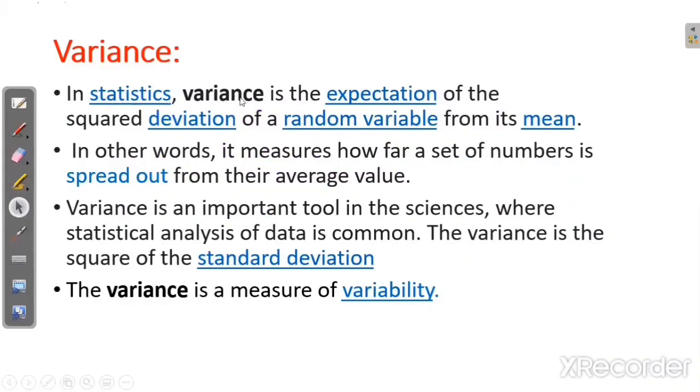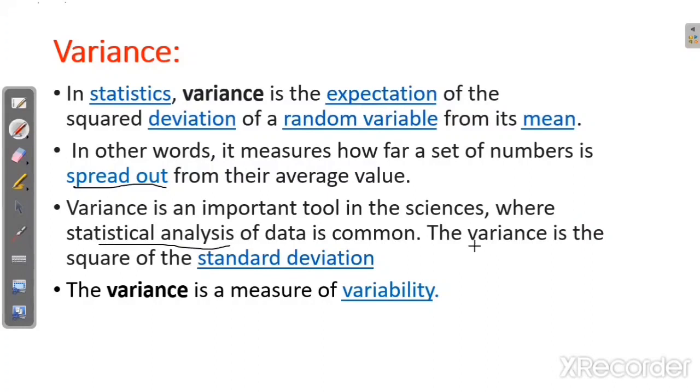So in statistics, variance is the expectation of the squared deviation of a random variable from its mean. In other words, it is a measure of how spread out a set of numbers is from its average value, and how far each value differs from the center value. The variance can't be negative; it is always a positive value. It is a very important tool in science, where statistical analysis of data is common.